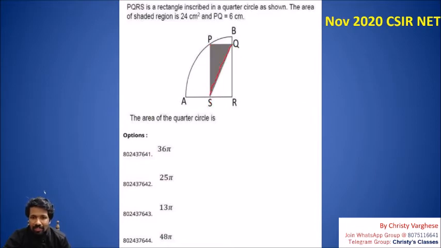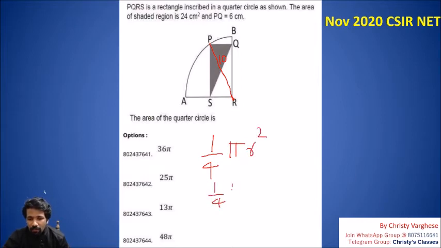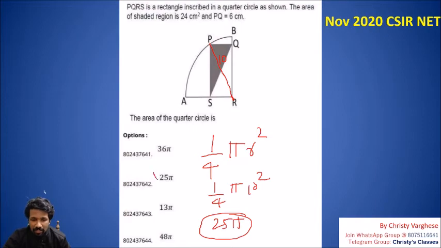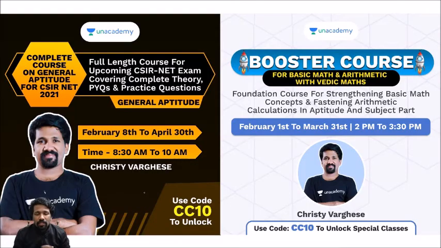So QS length is 10 means we can say PR length is also 10 because, as I told, rectangle diagonals are equal. It's a very good geometry problem. So this is also 10. And that is clearly the radius. So we understood that the radius is 10. And as this is a quarter circle, 1 by 4th of pi radius square is the area. Radius is 10 means 1 by 4th of pi 10 square is the answer. That is 100 pi by 4. 25 pi will be the answer. Second option, 25 pi.